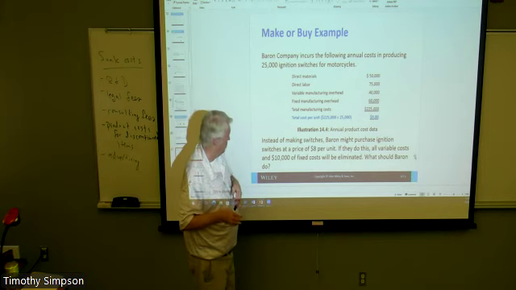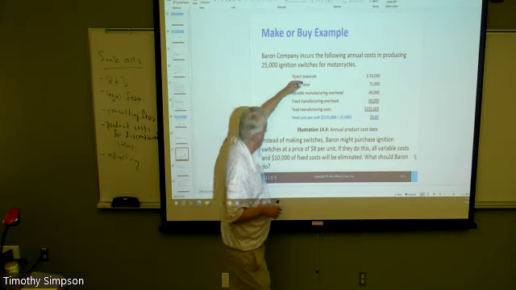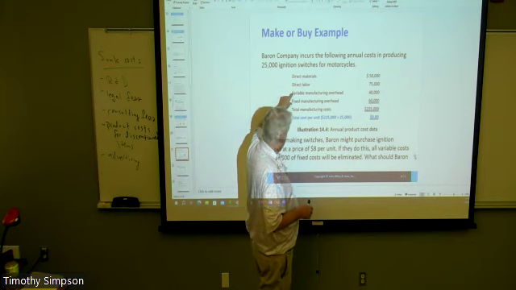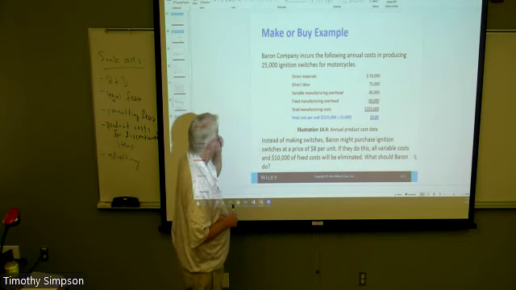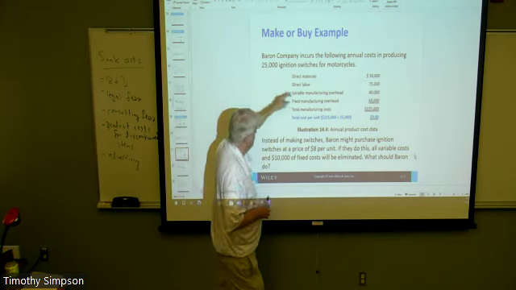And again, they're not largely relevant. So you've got total costs here: direct materials, direct labor, the two pieces of manufacturing overhead give you product cost of $225,000 in total, producing 25,000 switches.